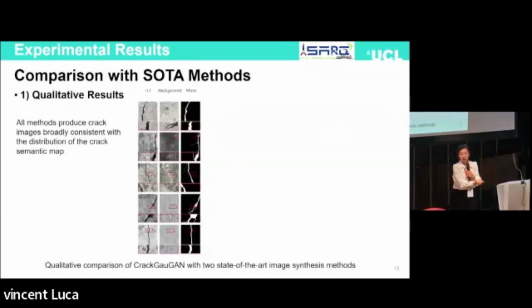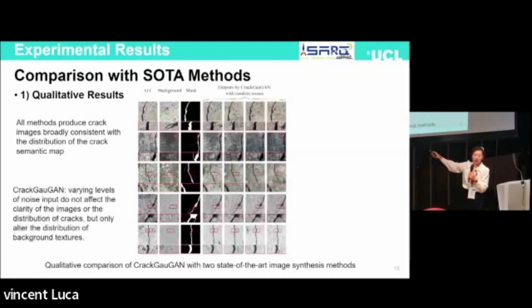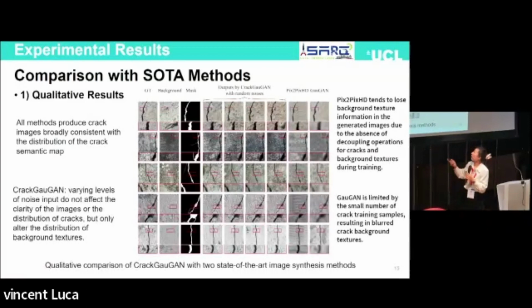Afterwards, we also do the qualitative comparison with SOTA methods. That's the ground truth, the background, and the semantic input we call the mask. In our result, you can see CrackGauGAN can handle varying levels of noise; the input doesn't affect the clarity of the images. We also compare with pix2pix and GauGAN. You can see in our results, we get good performance without blur and artifacts.